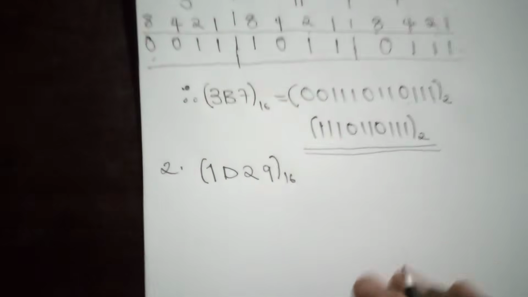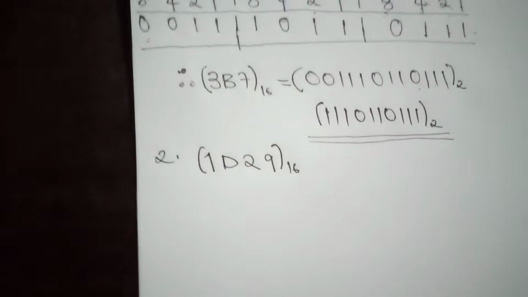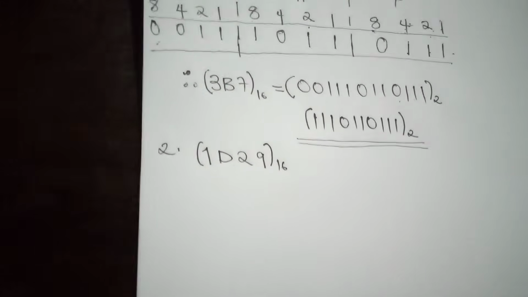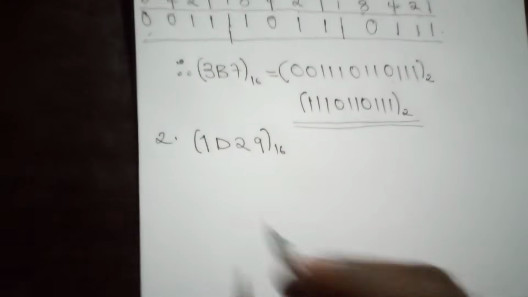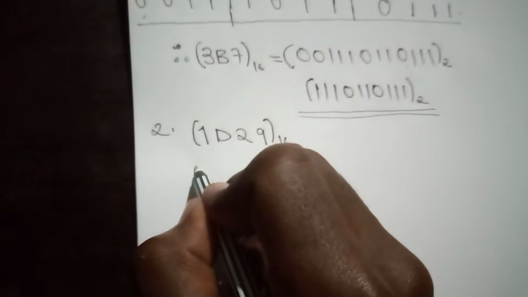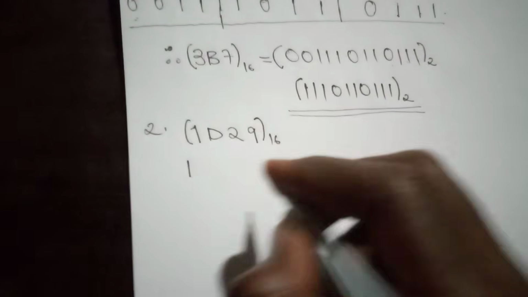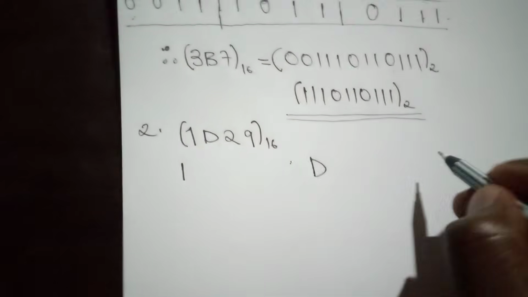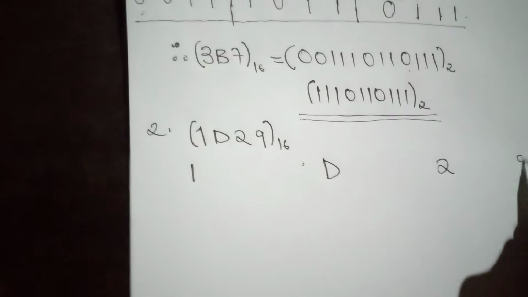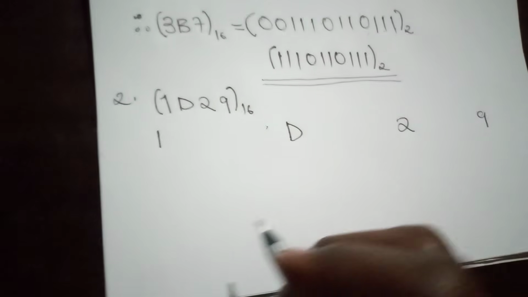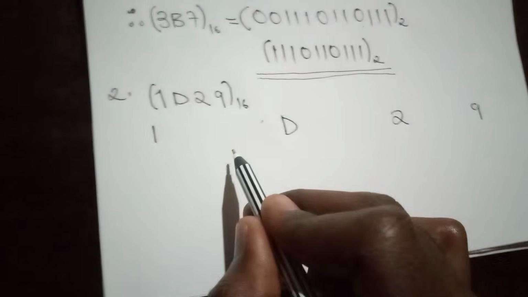Same procedures. To avoid confusion or making your answer wrong, the best way is to just split them. So you are having 1, D, 2 and 9 there. What you are going to do, the same procedure, is assign certain numbers.